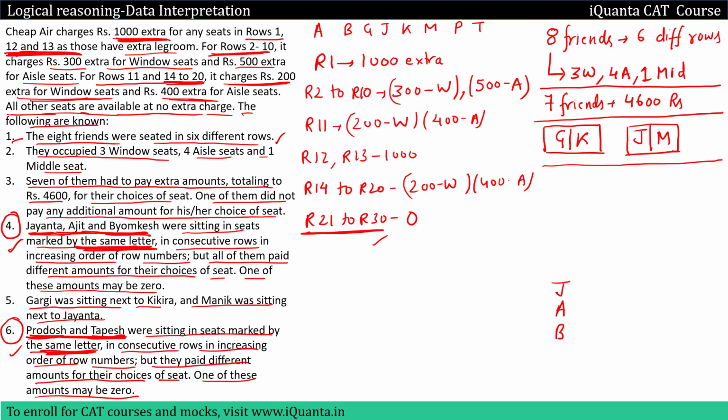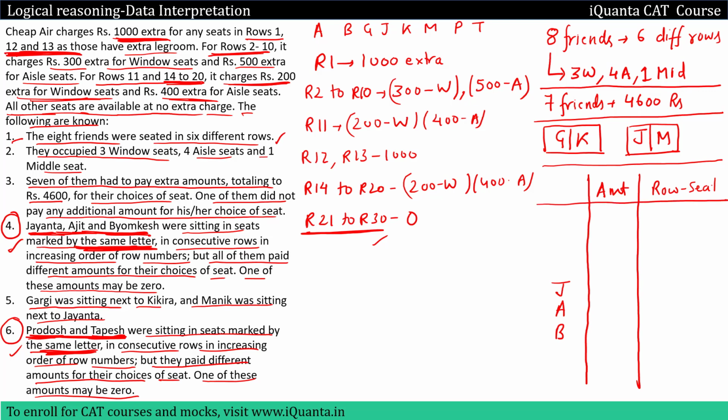So now let us work with the seat numbers of these three, J, A, B. We were given that they are sitting in consecutive rows and their seat number is same. That means their seat will be represented by the same letter. And all of them, they are paying different extra amounts. So corresponding to these friends, I'll also write down the amount paid by them and the row and the seat in which they are sitting. Okay, so we'll form a table like this. Whenever you have so much data and you have to find out everything individually for every person, it is always beneficial to form a table.